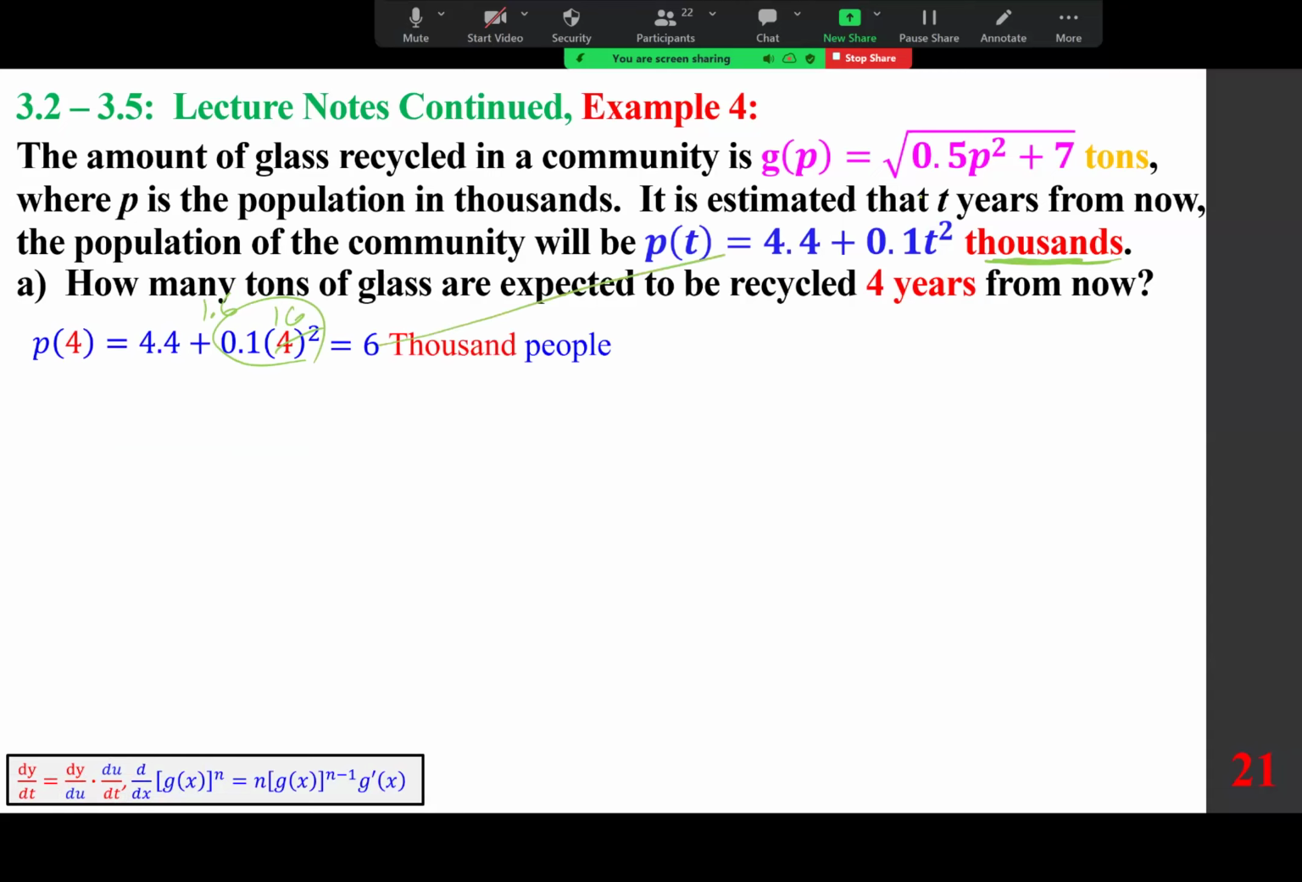Now, what about the amount of glass? Replace the P with number 6, and we get 0.5 times 6 squared, which is 36. Half of it is 18, plus 7 is 25. The square root of 25 is 5 tons of glass.